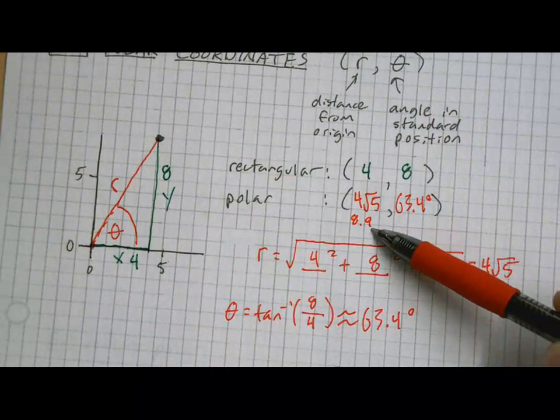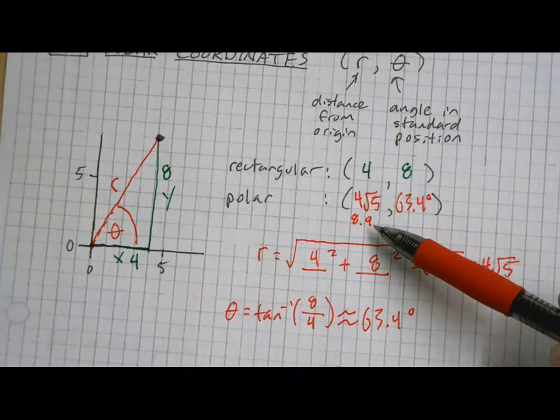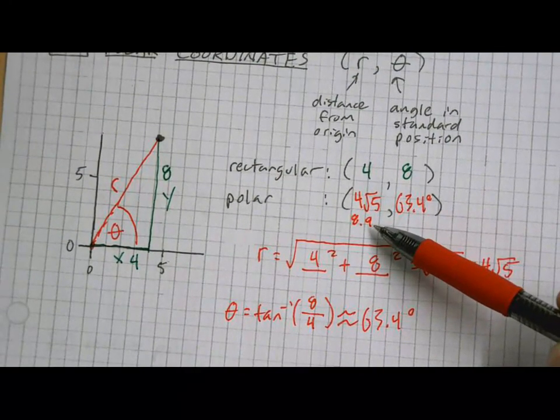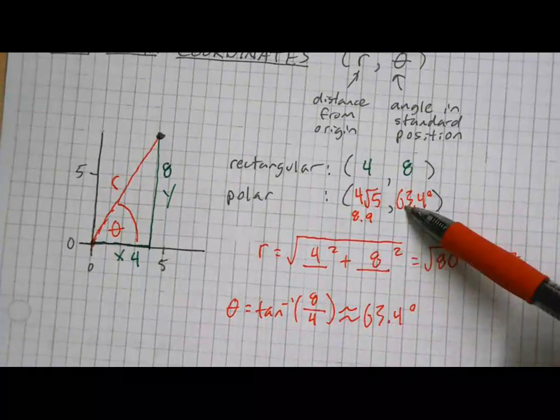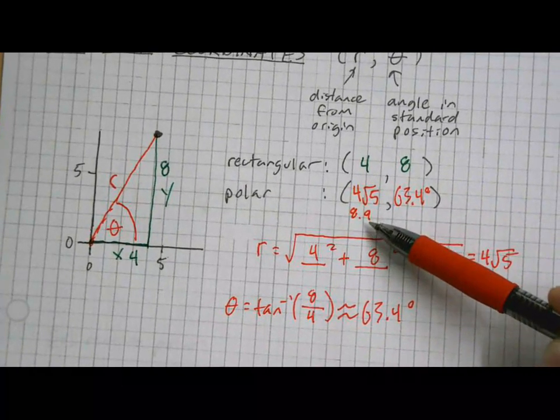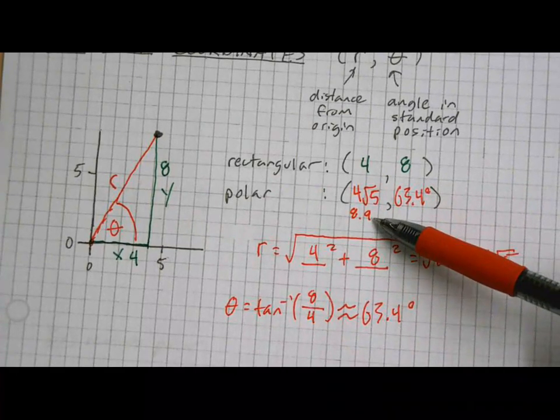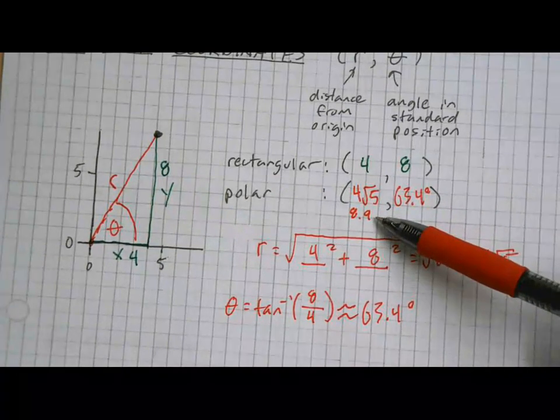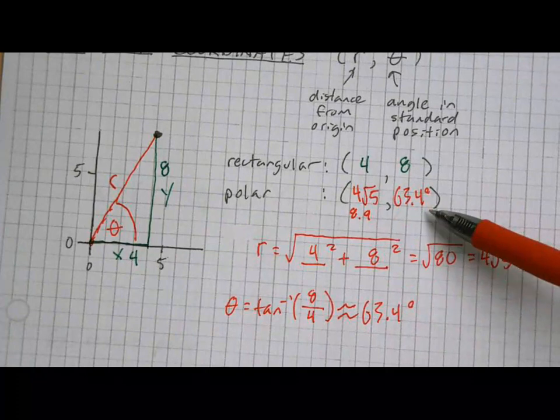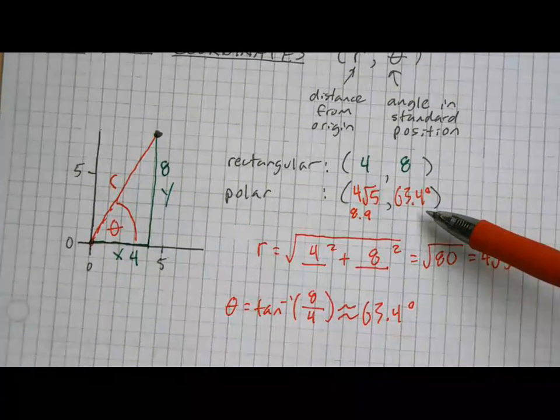That's about 8.9. So again, I just want to remind you what we're doing here. When we give these values, instead of telling you to go left or right and then up or down, I'm telling you you're going to walk 8.9 feet. But before you walk 8.9 feet, you're going to turn so that you're facing the direction of 63.4.